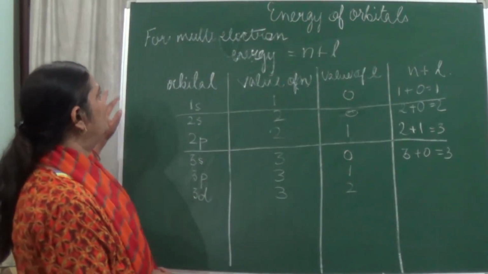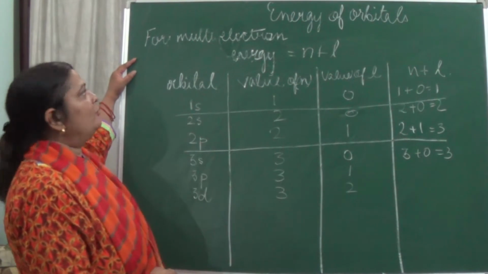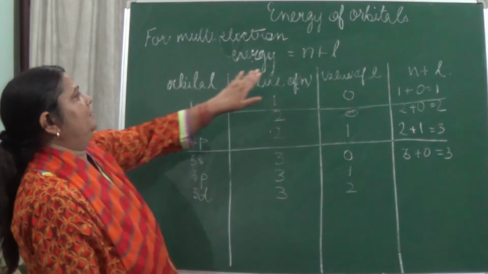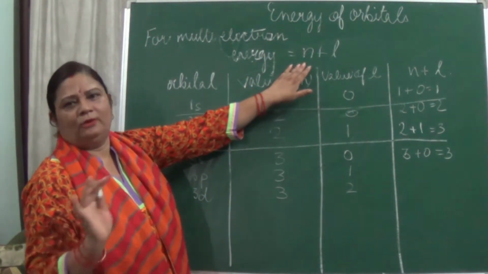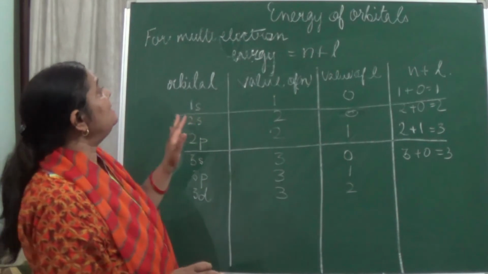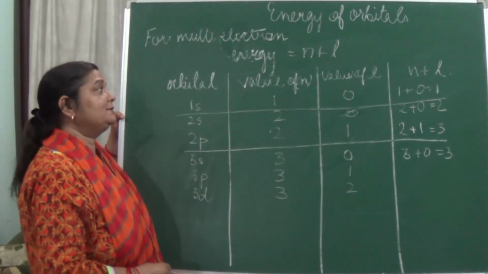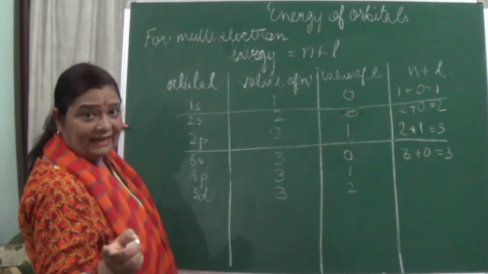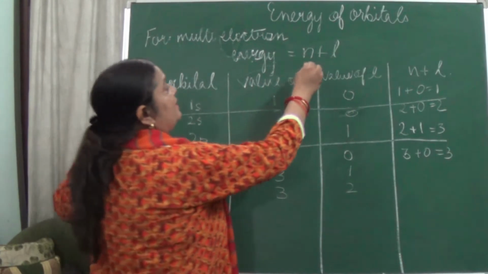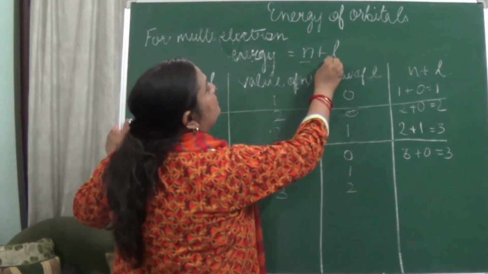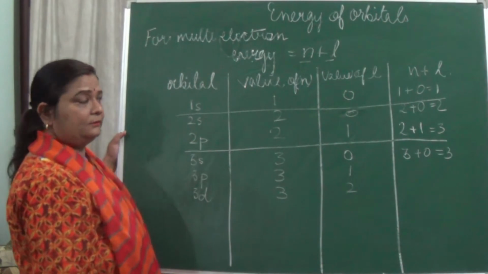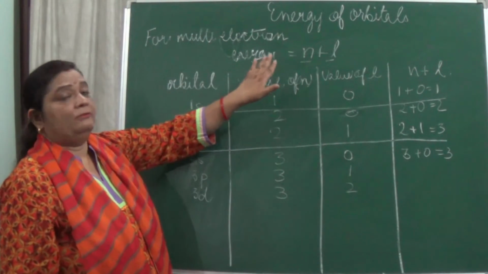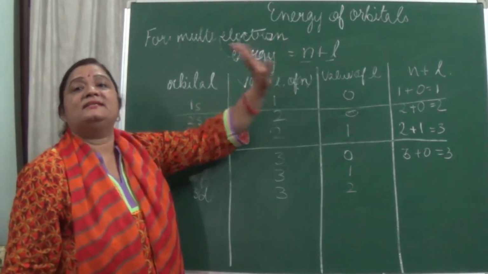Now, for hydrogen, what happens? The energy of the orbital is equal to n. It consists of only one electron. But for multi-electron atoms, the energy is not equal to n alone. It is equal to n plus l. Here, as I said to you earlier, we will be taking the principal quantum number and also the azimuthal quantum number. For hydrogen we have taken only n, but for multi-electron atoms we will be taking n plus l.